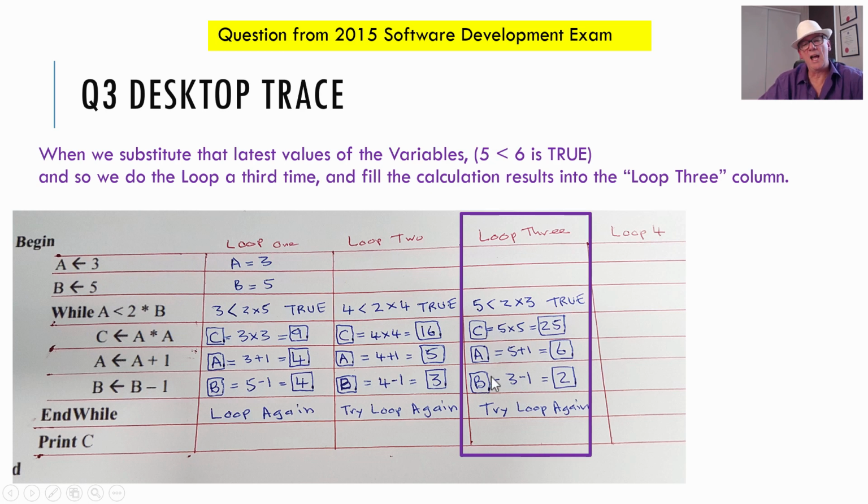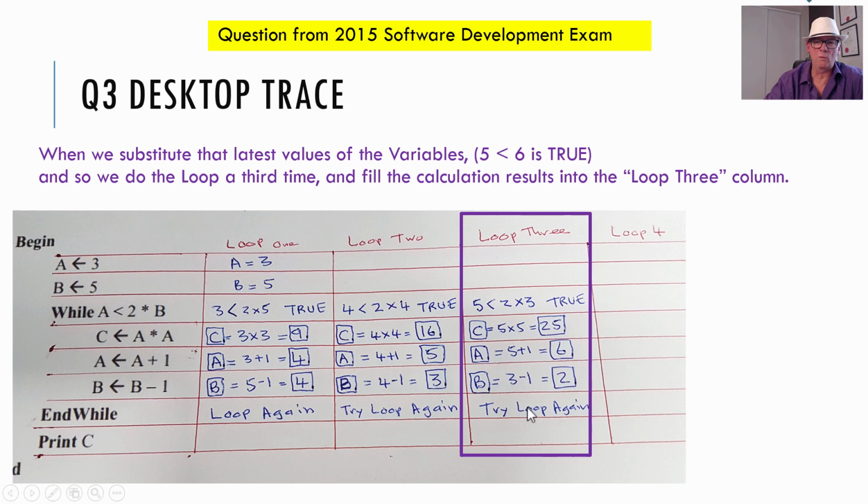So we have to calculate C, A, and B again using the latest values of C, A, and B from here. So remember, C is A times A, so I'm going to do 5 times 5 is 25. Then you plus 1 to get A to 6. And remember, B, you're taking the current value of B, which is 3 minus 1 is 2. So there are our latest values for C, A, and B.